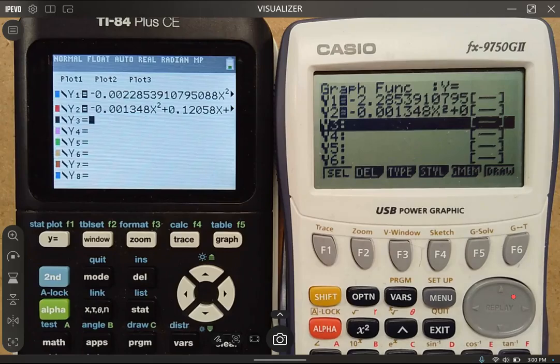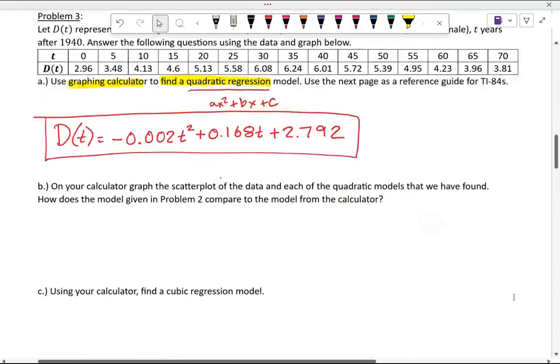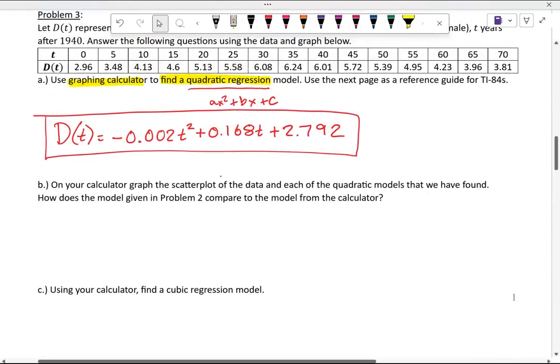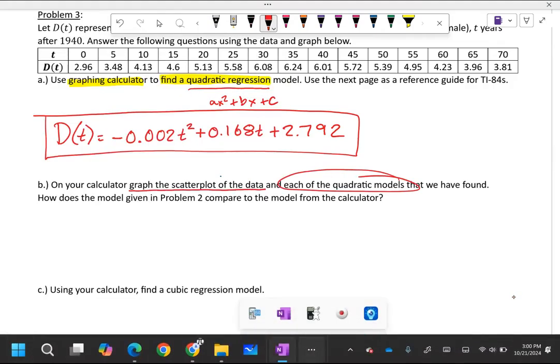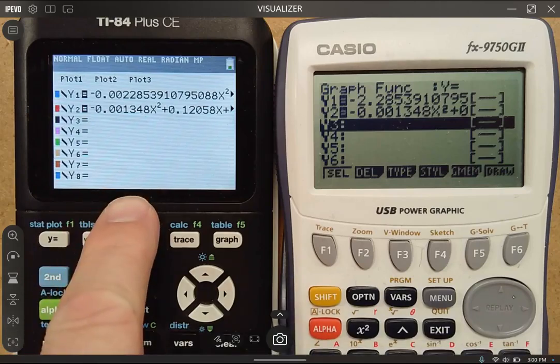Now, looking at the notes, it asks us to graph the scatter plot. So we're going to go ahead and talk about how we graph the scatter plot of the data and each of the regression models. So back to our calculators. On the TI, there's a little bit more involved.